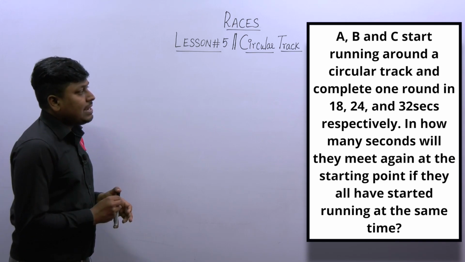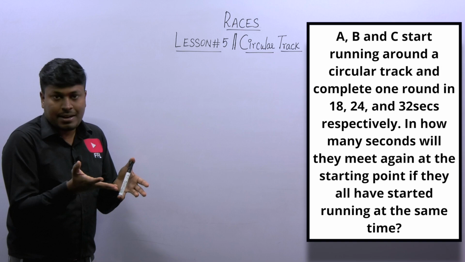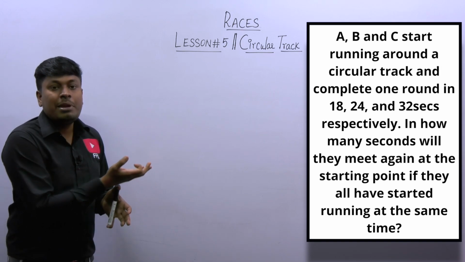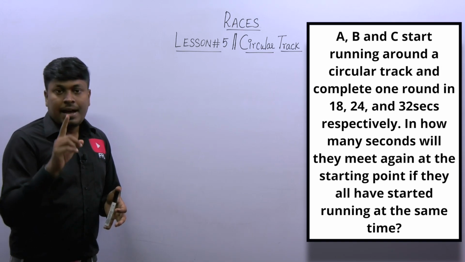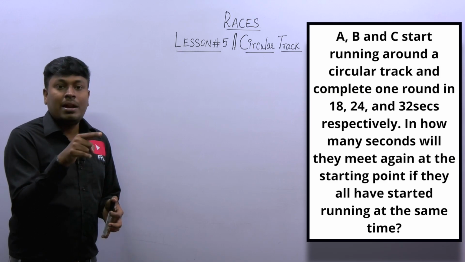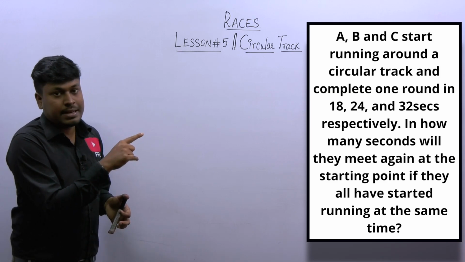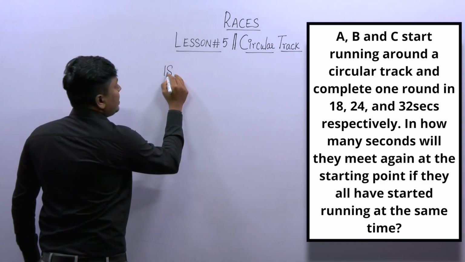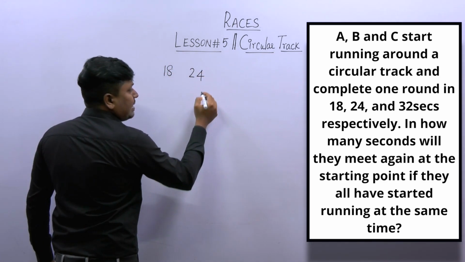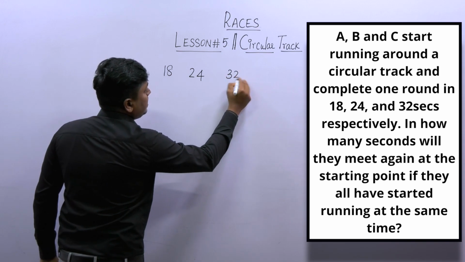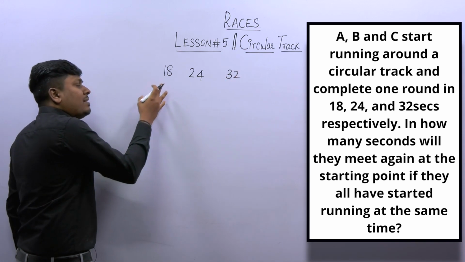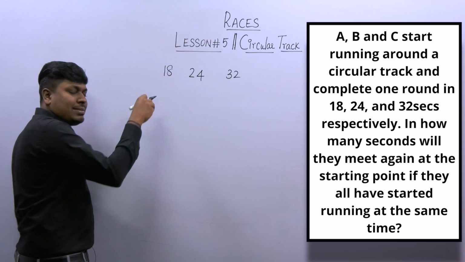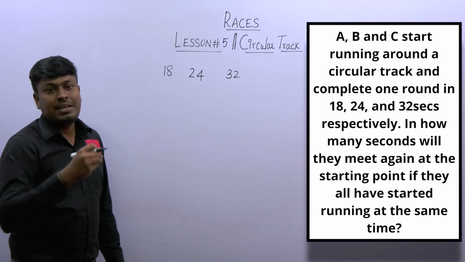So friends, what they are saying is it is a circular track, right? See, circular track, and totally how many persons are there? There are three persons. The first person completes one round in how many seconds? 18 seconds. Similarly, the second person completes one round in 24 seconds. And the third person completes the round in 32 seconds. So our target is to find at what second all three persons will meet each other.